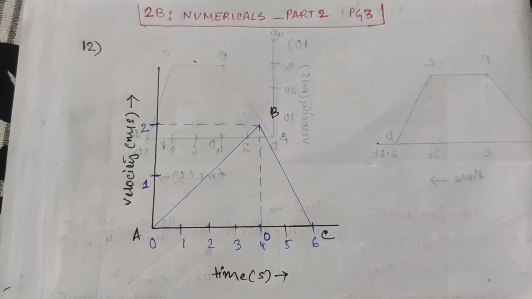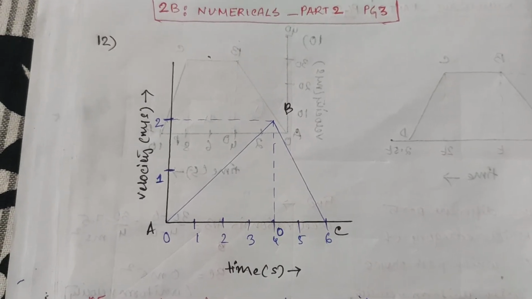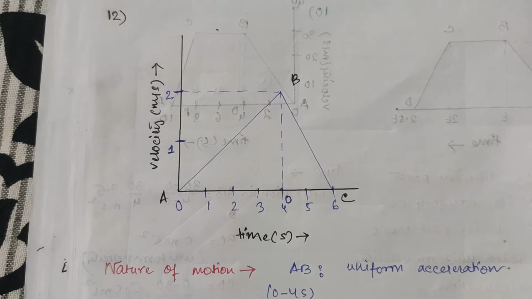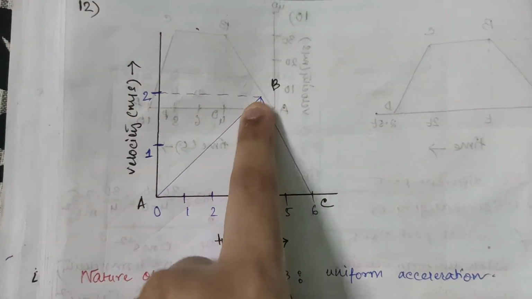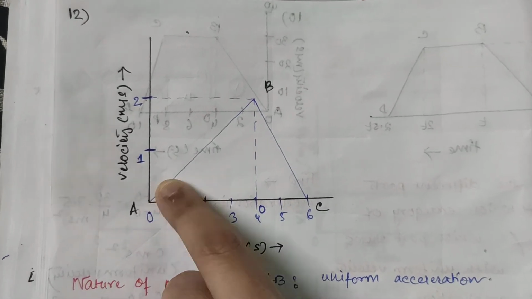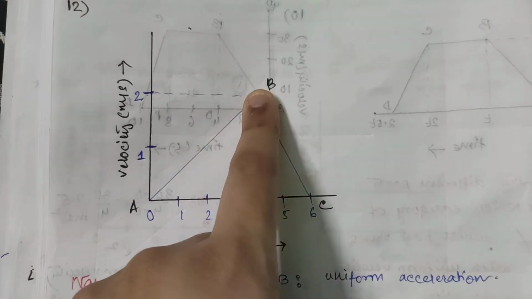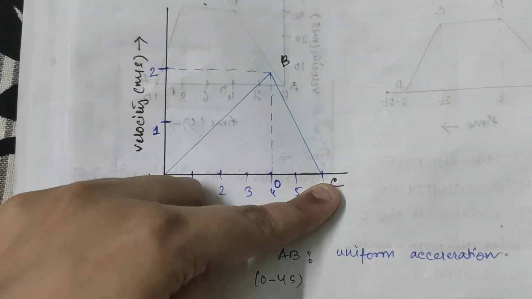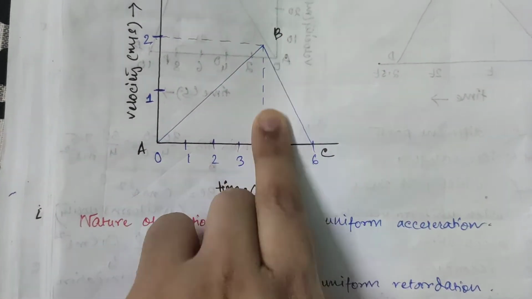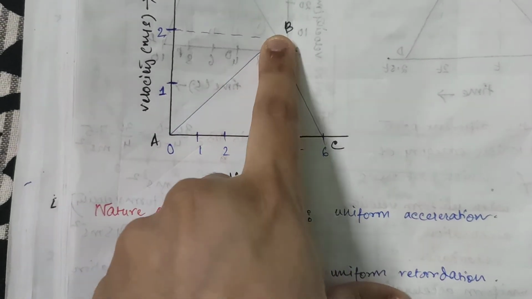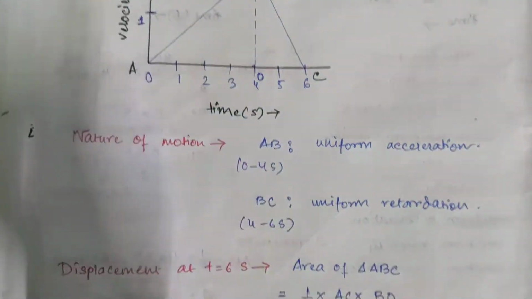Now see this one. Again, this graph is given. The question is the nature of motion for AB. Same thing again: non-uniform velocity but uniform acceleration. That means velocity is changing uniformly. What about BC? Uniform retardation. So from 0 up to 4 seconds, uniform acceleration. From 4 to 6, this part, uniform retardation.